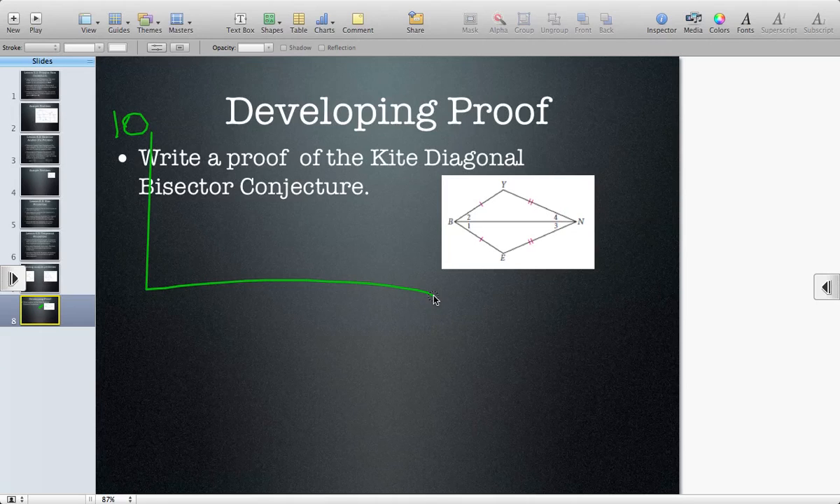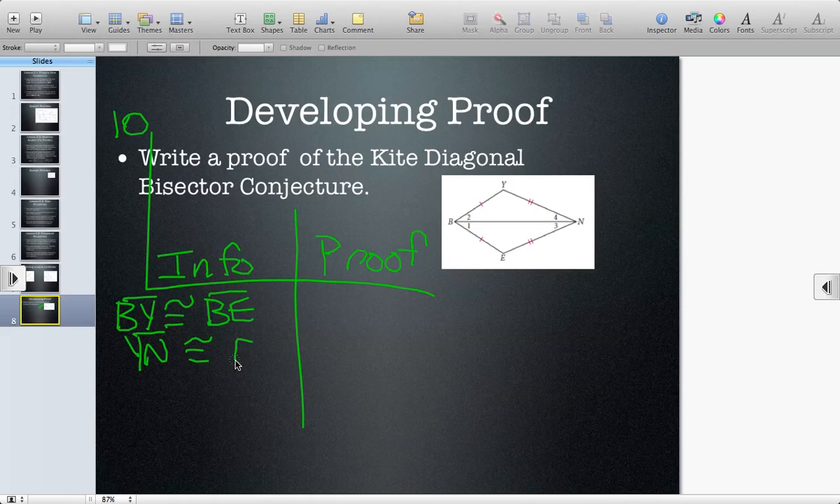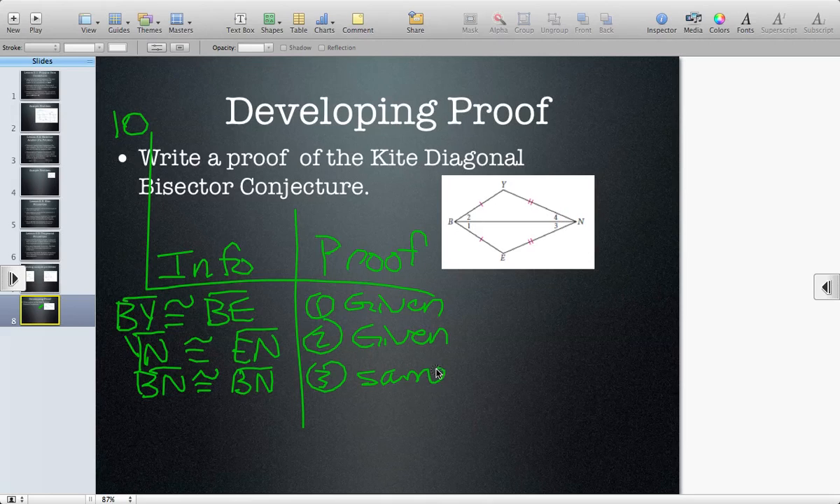So I like to do my two-column method. Here's the information, and then here's the proof of it. The first thing is that we can see that BY is congruent to BE, and we can see that YN is congruent to EN, and both of those are because that's given information. The markings tell us that. And then we know that BN is congruent to BN because that's a shared side, or a common side, however you want to put it.